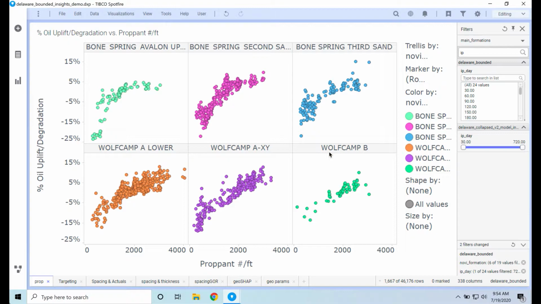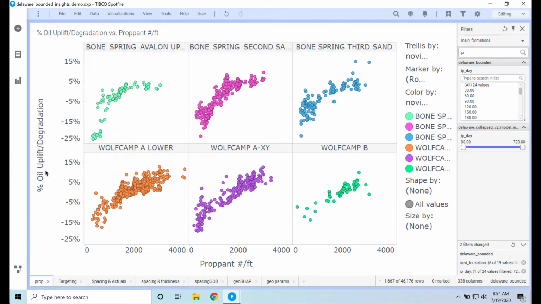Each of these little panels is broken out by the formation that the well was drilled in. So I have 6 of the more common ones in the Delaware Basin here. Everything I'm showing you here is out of the Delaware. Each dot is a well, and in this case we have 1,600 wells. These are the wells that are bounded on both sides using our spacing features. And then on the y-axis, we have the percent oil uplift or degradation.